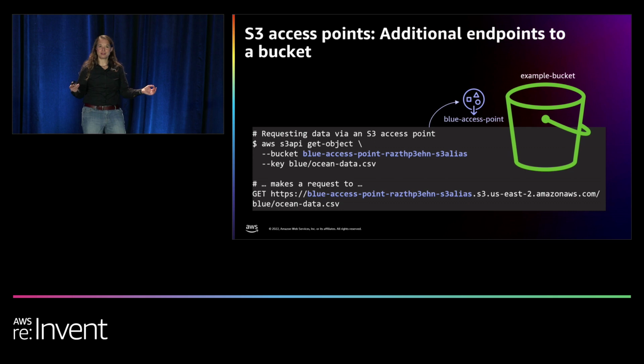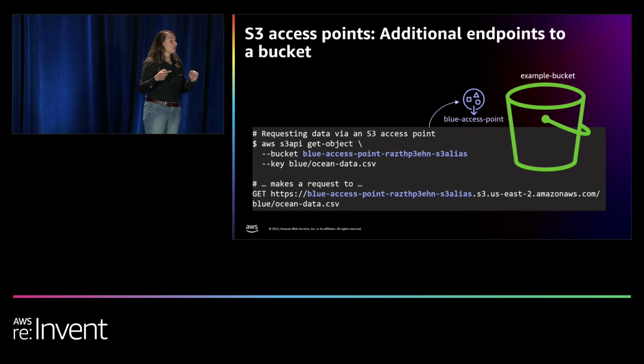So how do I make a request to an access point? Well, I use that alias instead of the bucket. When this user reaches the S3 bucket through the blue access point, they use that as the bucket name. Our SDK or command line interface translates that into the right DNS name, and they get their object.